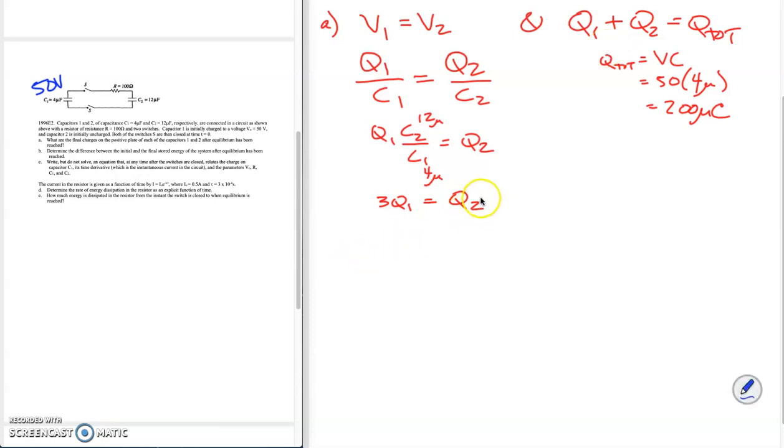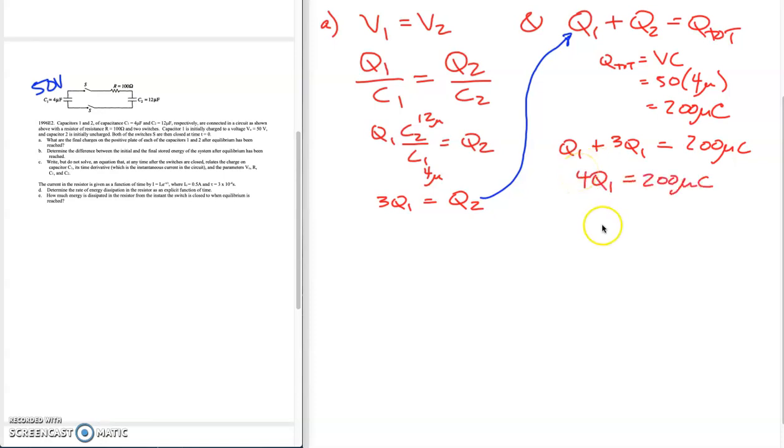We can take that relationship and plug it into here. So Q1 plus 3Q1 equals 200 microcoulombs. 4Q1 is 200 microcoulombs. That means Q1 is going to be 50 microcoulombs, which, taking that back over to our original equation, Q2 is 3 times that, also known as 150 microcoulombs.